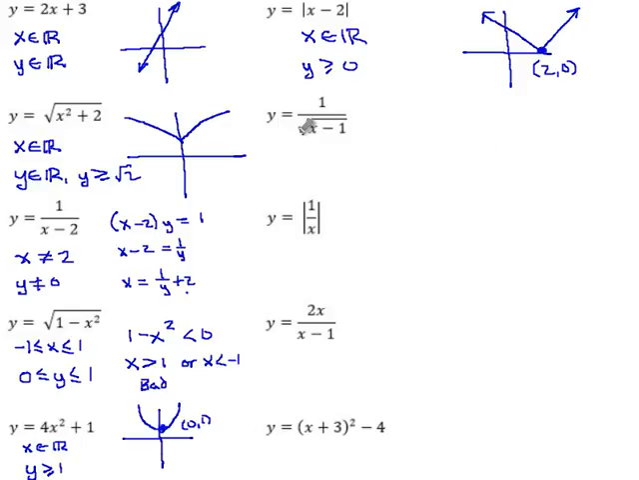So for its domain, we have x must be greater than 1. 1 is no good because of the division by 0. Less than 1 is no good because we get the square root of a negative.